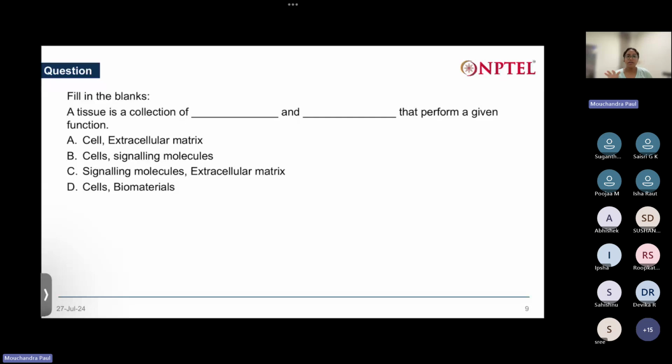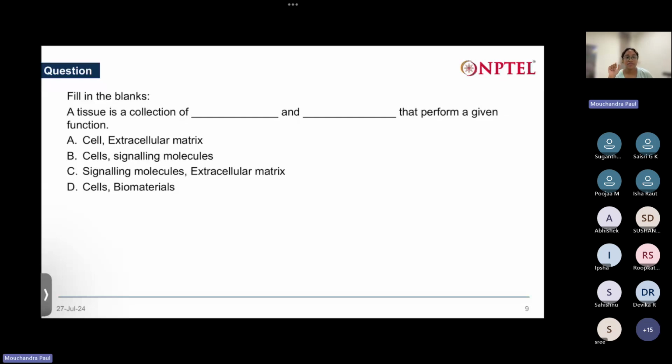Now all is fine. You're trying to make tissue. I get it. But what is tissue? You have to first understand the biology of tissue in order to make a tissue. So that is what we are going to discuss in this particular question. We have to fill in the blanks. Tissue is a collection of dash and dash that perform a given function. So you have to fill in the dashes.